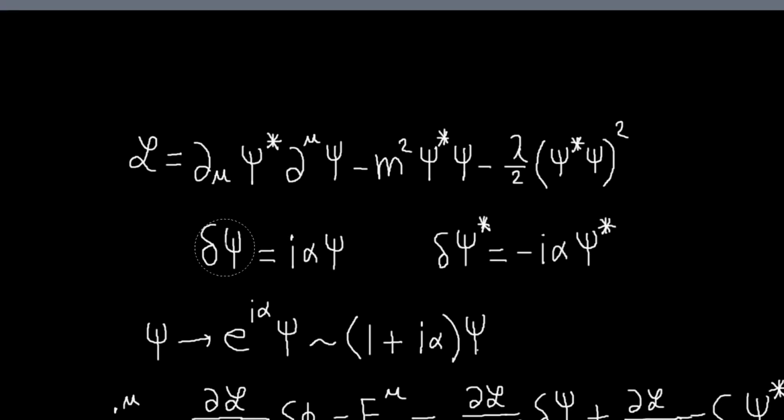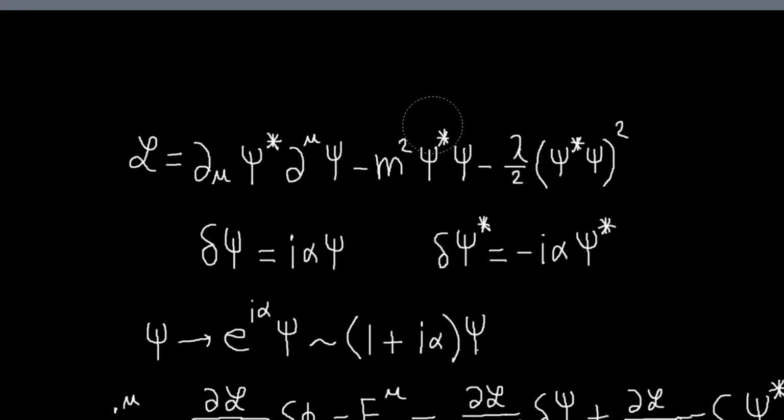You could also plug in this infinitesimal version. So plug in this here, and you have to FOIL something here, and you'll find that the cross terms cancel, and then the last term is quadratic in alpha, which is infinitesimal, so you just throw that away. And yeah, it'll still be invariant under this.